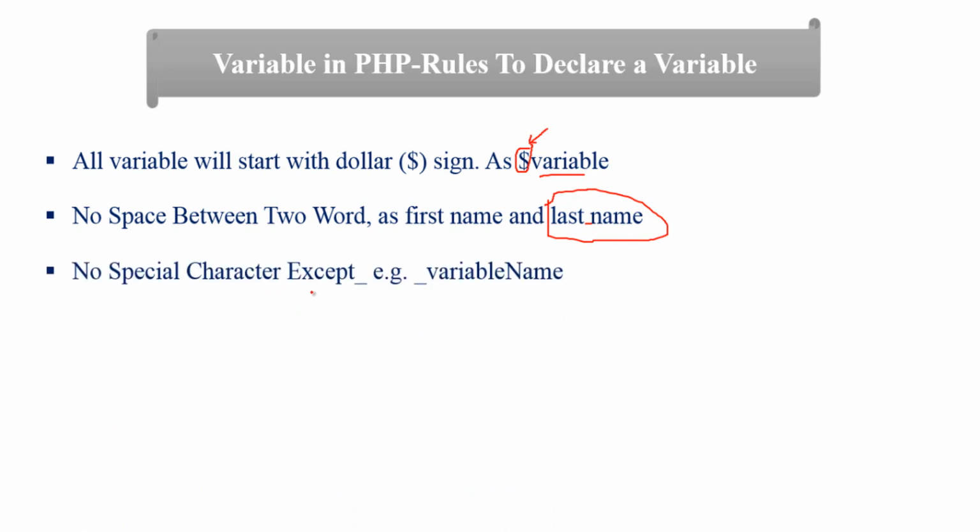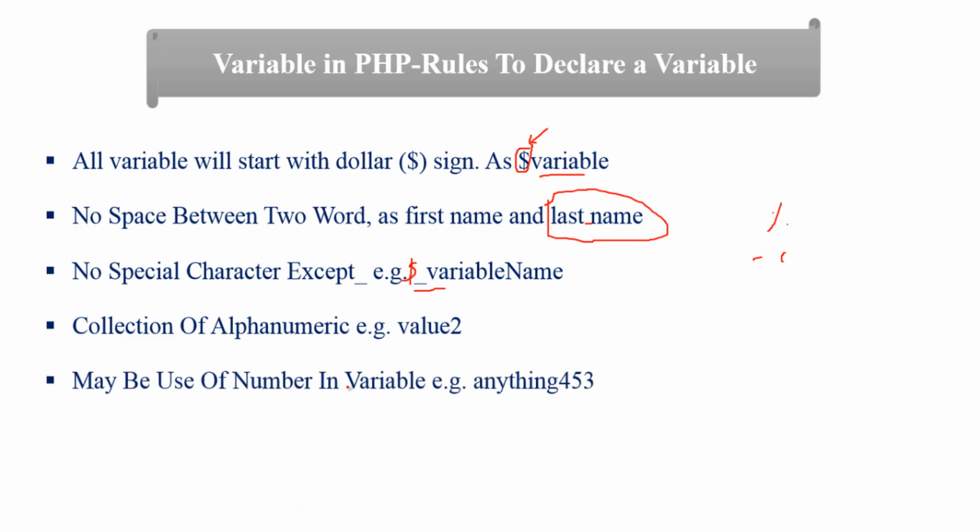No special character except underscore. For example, an underscore variable name, and you have to put a dollar sign before this underscore. You cannot use any special character, for example percentage, hyphen, or brackets. Alphanumeric is allowed: you can use numbers, digits, and letters in your variable. You can use a number in your variable, but not at the beginning.